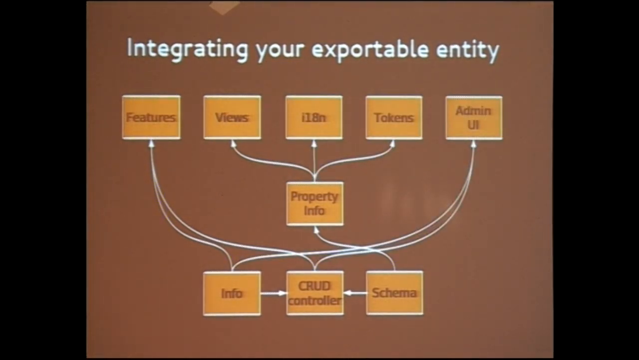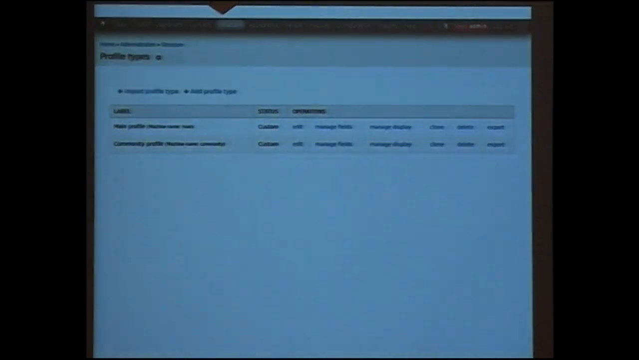So speaking of the admin UI, if you know the Profile 2 module, the Profile 2 module admin UI is basically one-to-one the admin UI you get generated from the entity API. So it looks like that. It's just a regular admin screen as you know it from Drupal 7, where you can edit everything, clone, delete, manage fields, stuff like that. So maybe we have just a closer look at the Profile 2 module, because it's a good example of what the Entity API module can do for you and how it plays together.